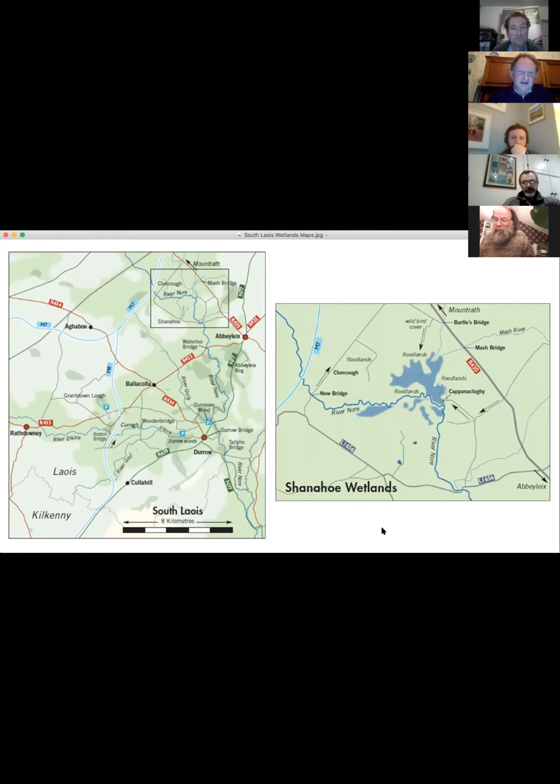This area, particularly the area in the box, is an SAC, and I'll talk further about that on the right-hand side, which is the Shanahoe Wetland. That is known as the Marsh in local terms, because on the right-hand side you see Marsh Bridge and there's a Marsh River. So it's called various things, but at the moment we'll call it the Shanahoe Wetlands.